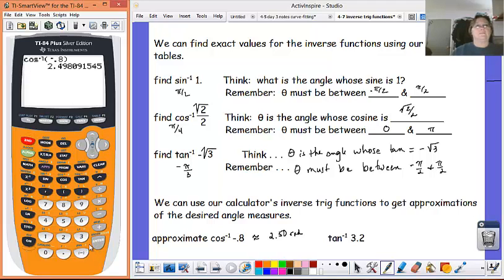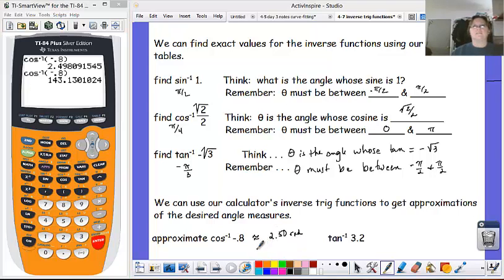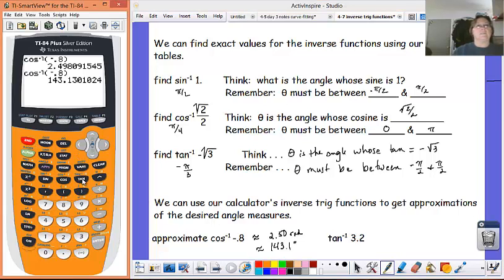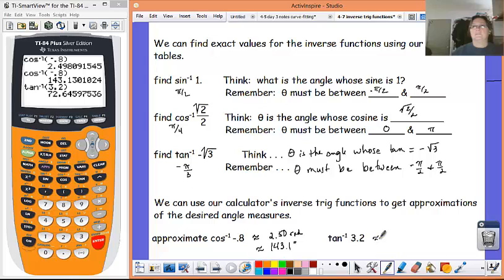Same keystrokes, second and enter will get you that. And go ahead and hit enter, and here's the degree measure of that angle. So that's approximately 143.1 degrees. You can do the same thing for tangent, obviously, and I'm still in degrees. So second tan 3.2 is around 72.6 degrees. Very good.